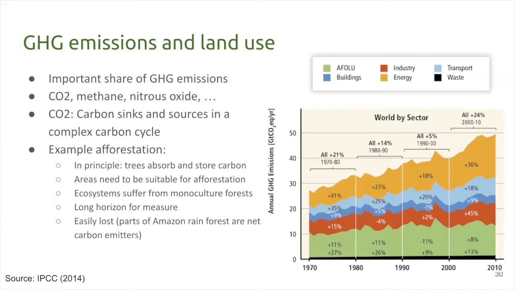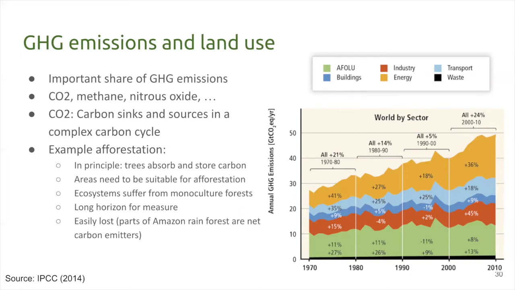And CO2, again, also exists in a complex carbon cycle with the land, and there are carbon sinks and sources. And a way to view that this is a more complex way of tackling mitigation is perhaps the example of afforestation, which was in the media recently quite a bit. And here you want to make use of the fact that trees in principle absorb and store carbon, but there are many factors that make this more complicated.